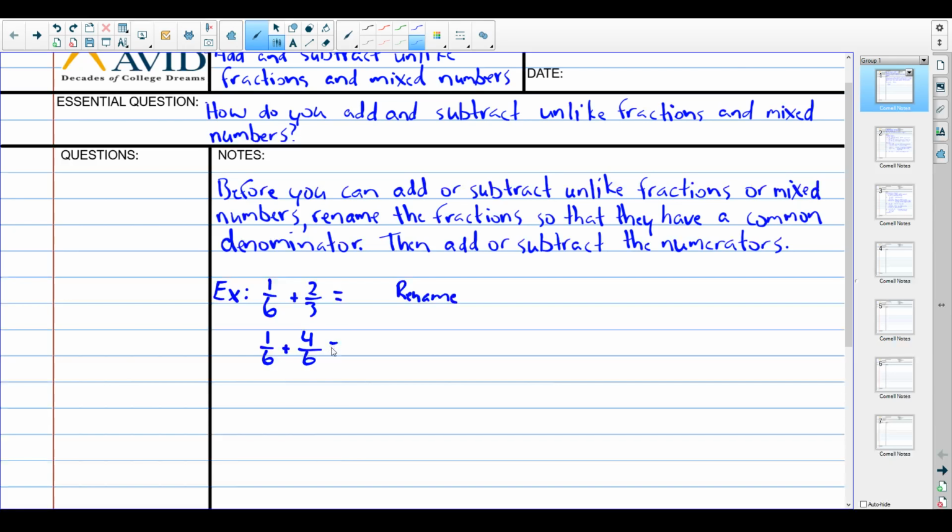Okay. Once we have common denominators, then we just add our numerators. We add our top number. So 1 plus 4 is 5. So 1/6 plus 4/6 is 5/6. And that's our answer. One down, 4 to go.